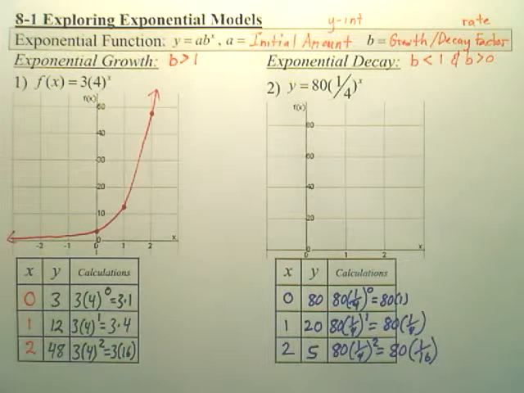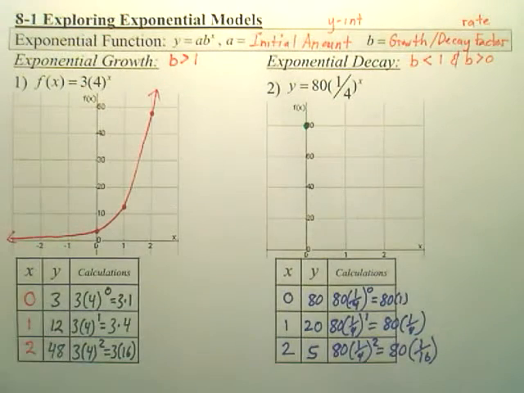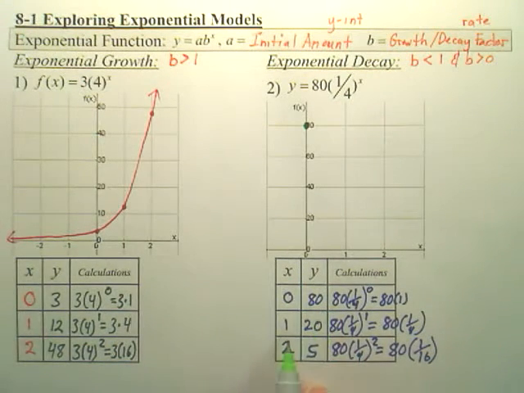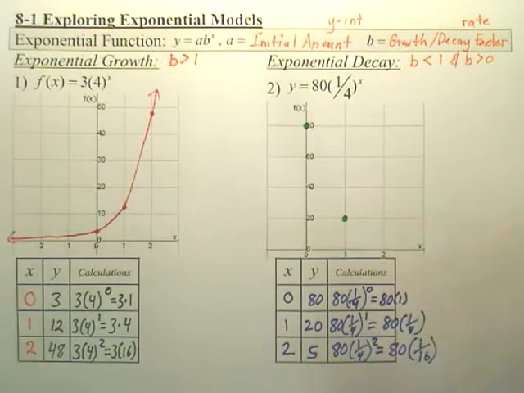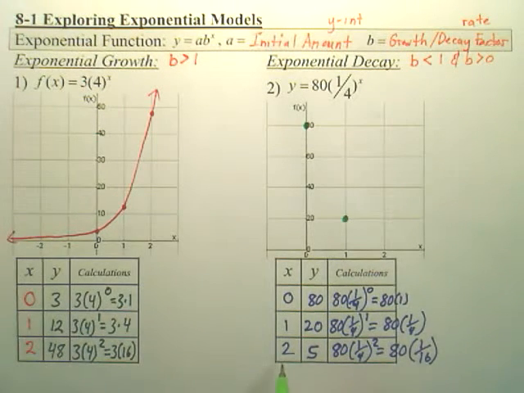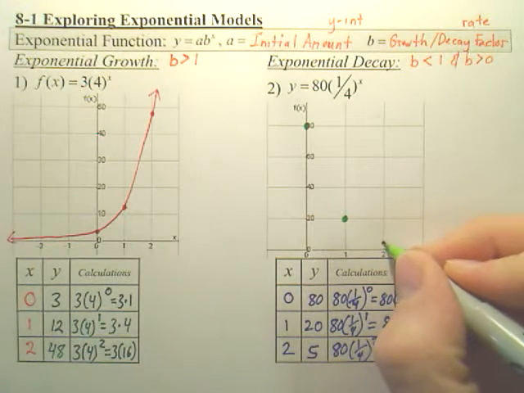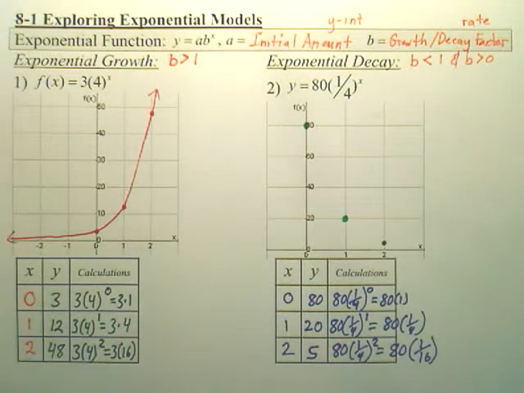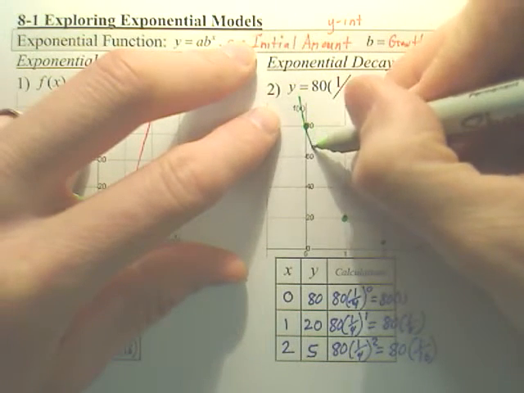Okay, so if we were to graph this, at 0 we're going to be at 80, so we're starting right here. At 0, we're at 80. At 1, we're going to be at 20. At 2, we're going to be at 5 right here. Now, you draw your line.